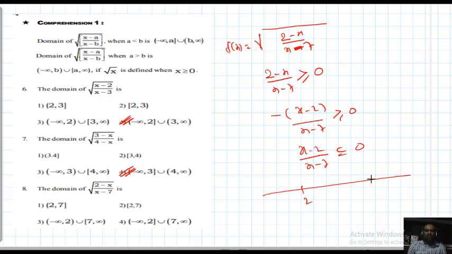Number line 2, 7. 2 will satisfy, but 7 won't satisfy. Plus, minus, plus. Negative symbols we want, which means x belongs to closed 2 to open 7. This is the domain of the function. Closed 2 to open 7. This is the correct answer.